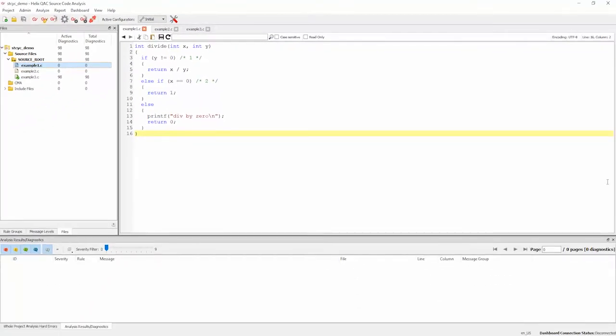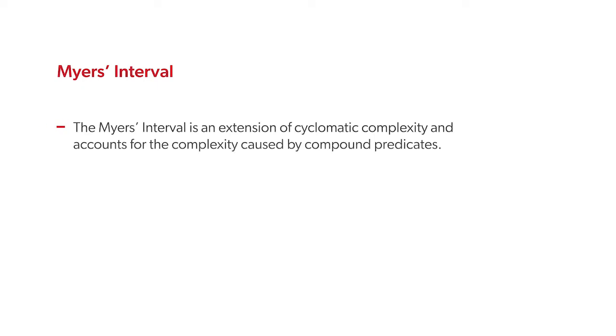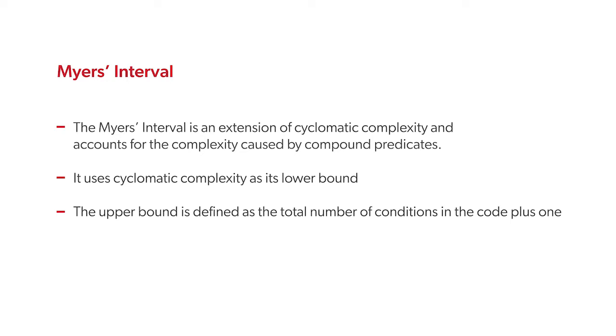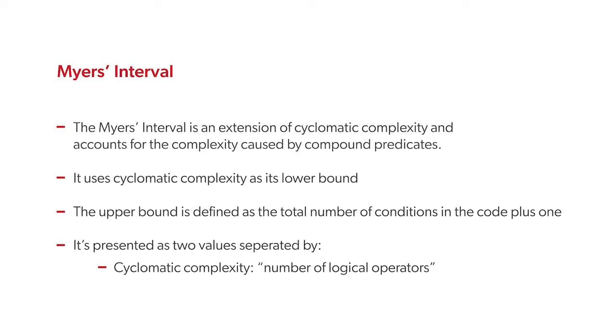There are variations of the cyclomatic complexity that you should be aware of as well, such as the Myers interval. The Myers interval is an extension of cyclomatic complexity and accounts for the complexity caused by compound predicates. It uses cyclomatic complexity as its lower bound. The upper bound is defined as the total number of conditions in the code plus one. It is presented as two values separated by a colon: cyclomatic complexity, colon, the number of logical operators.